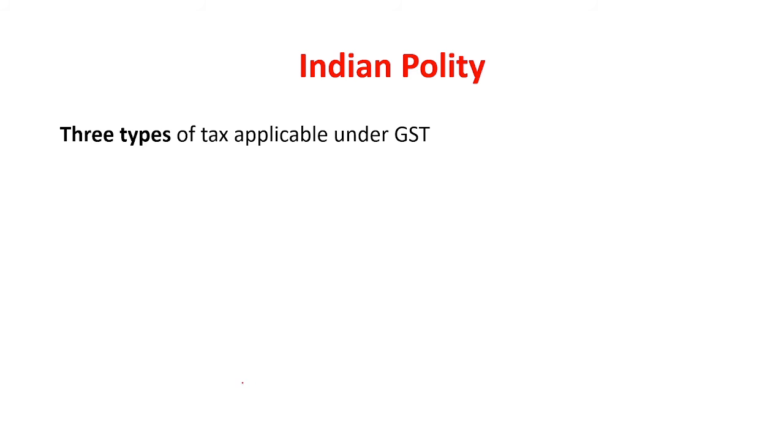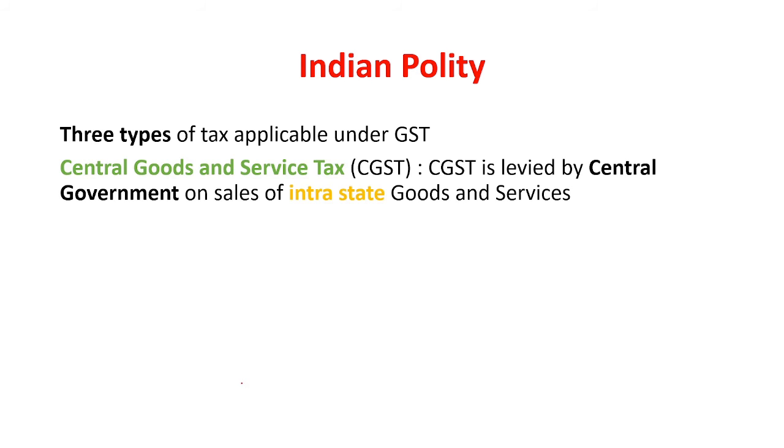There are three types of tax applicable under GST. What are those? We'll see. One is Central Goods and Service Tax, which we call CGST. It is levied by the central government on sales of intrastate goods and services. This wording is very important.